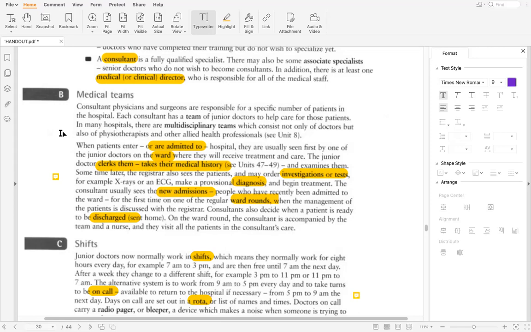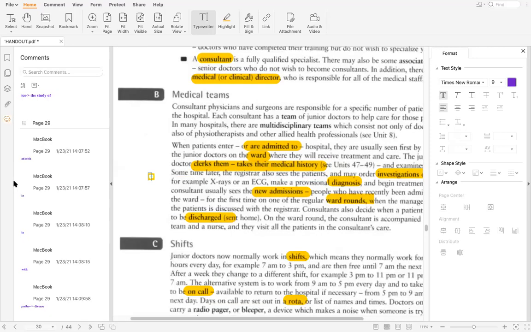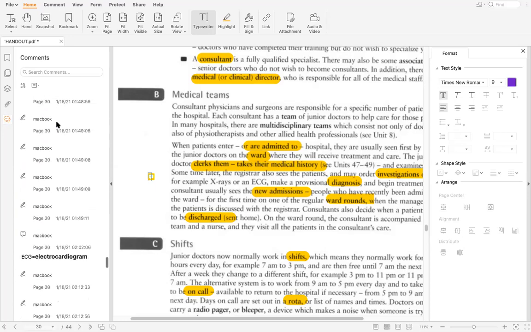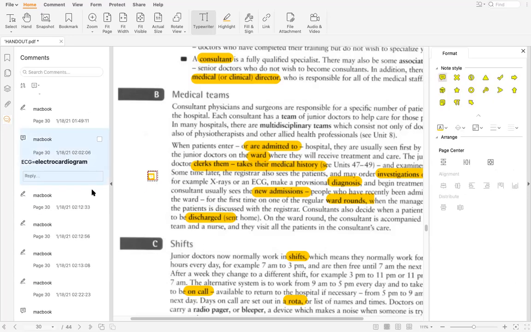Sometime later, the registrar also sees the patient and may order investigations or tests. For example, X-ray or an ECG. Make a provisional diagnosis. ECG refers to electrocardiogram tests.